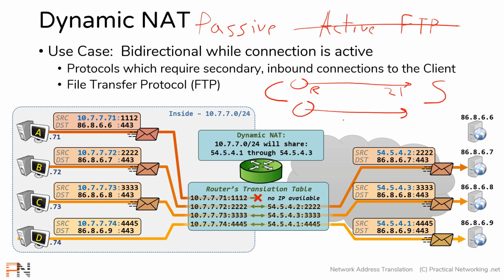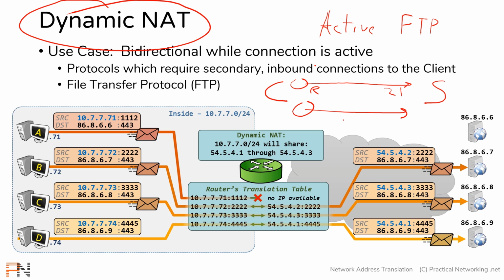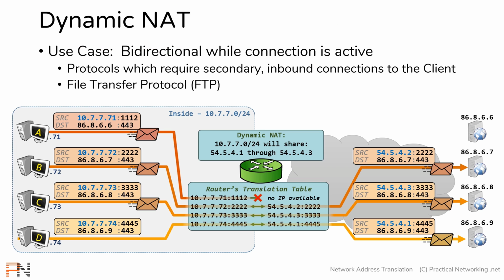However, before passive FTP was created, all we had was active FTP, and FTP would only work if you were using a dynamic NAT, which allowed the bidirectional communication through it. Either way, this is a use case for a dynamic NAT. Specifically with FTP, it's somewhat a legacy use case, but it's worth knowing about as an example.